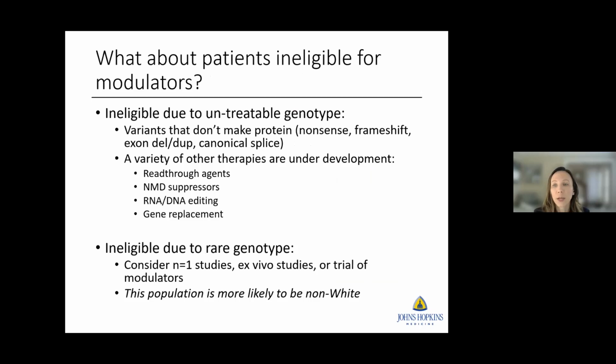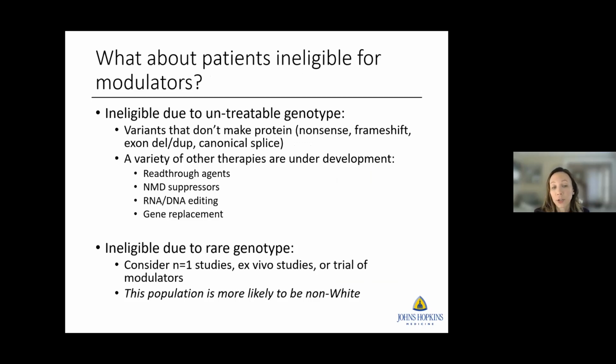And so those patients fall into two categories of people who are ineligible. One is the group I'm talking about. These are people who are not eligible for modulators because their genotypes are untreatable. There are a variety of other therapies under development: read-through agents to get through nonsense variants, suppressors of nonsense-mediated decay, RNA and DNA editing tools, CRISPR, full gene replacement. A lot of these are under development, and some of them are even in preliminary clinical trials.